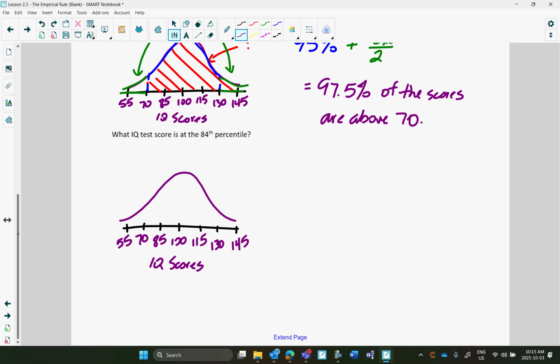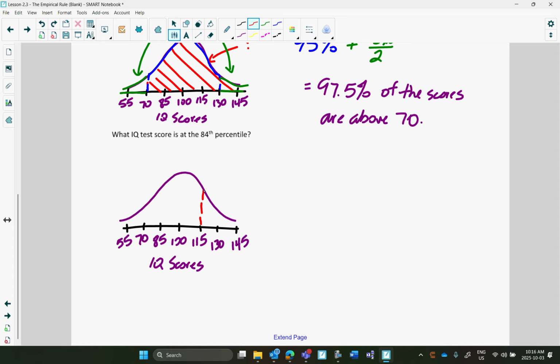Maybe we can answer this. I know it's going to be here, so I'll just put this in and then erase it. I know that at 100, 50% of the scores. But I want to know 84% of the scores. So it's going to be somewhere here. Okay? So why don't we try 115?